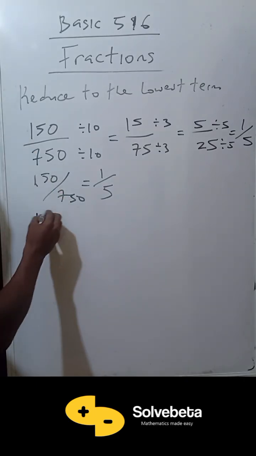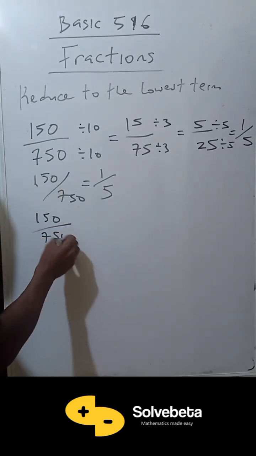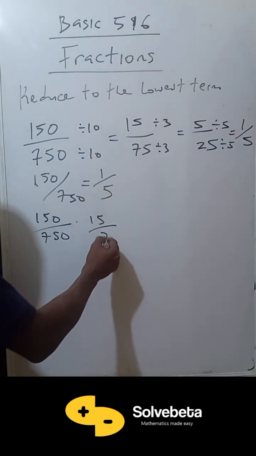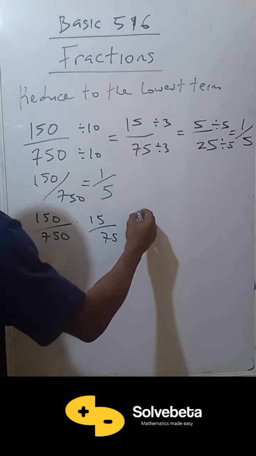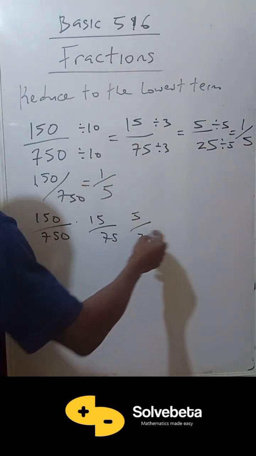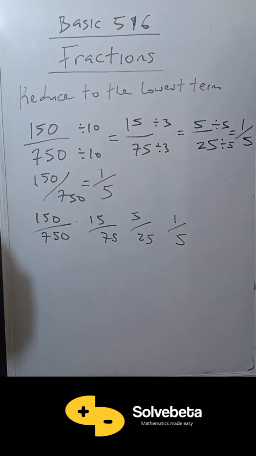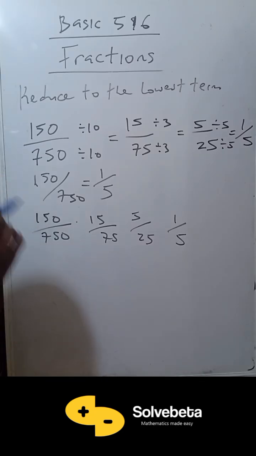And it also means that 150 over 750 is equivalent to 15 over 75, is equivalent to 5 over 25, and is equivalent to 1 over 5. These are what you call equivalent fractions. I'm going to teach that in another class. We will soon get to that. That will be for later.